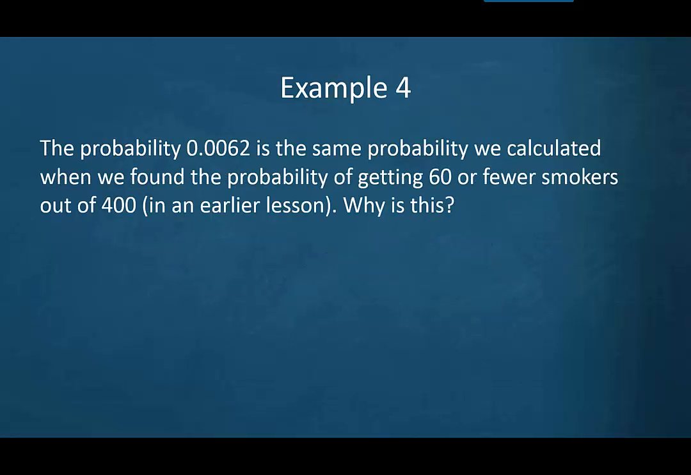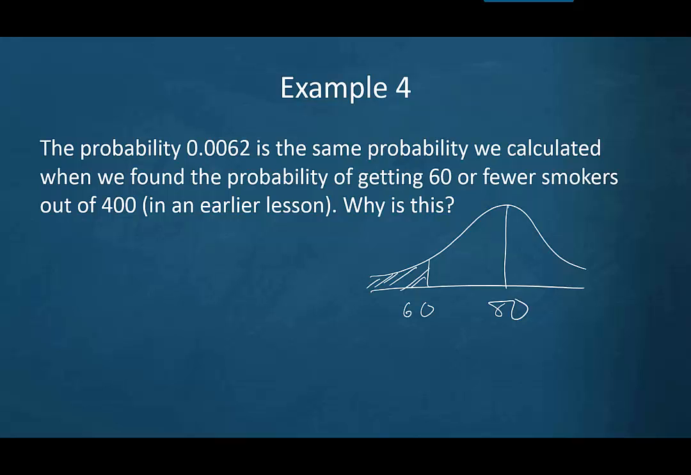Example 4, the probability 0.0062 is the same probability we calculated when we found the probability of getting 60 or fewer smokers out of 400 in an earlier lesson. Why is this? So let's consider this. Let's go ahead and draw this out. So in an earlier lesson, we didn't have proportions on here, we actually had numbers that were nice integer values. And the mean here, if it is 20% of 400, would be 80.